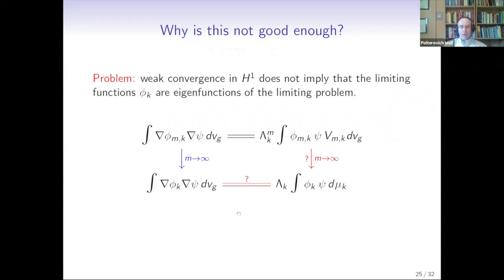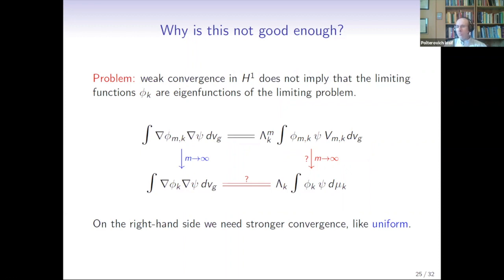On the left, we do have convergence, just because you have weak convergence. However, on the right, because here we have convergence in measure, remember that we have also these potentials V_{m_k}, and the fact that phi_{m_k} weakly converges to phi_k doesn't allow us to deduce that you do have convergence here. So you need a stronger convergence, something like a uniform convergence.